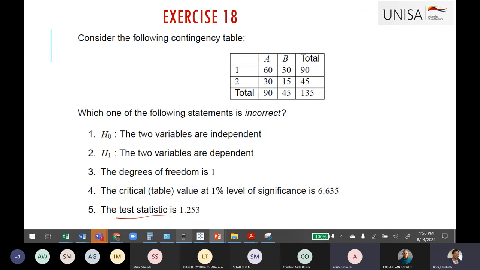Okay. We were waiting for you this time. Which one of the following statements is incorrect? Number one. It's correct. Number two. Correct. Number three. Correct. Number four. Correct. Number five. Incorrect. Somebody said correct, incorrect. She's referring to number four. Oh, number five is incorrect.